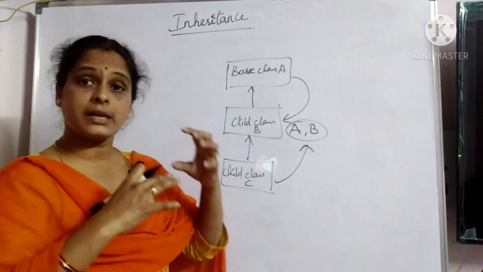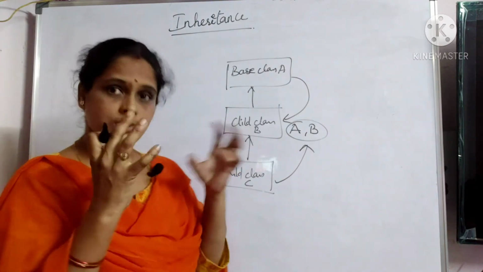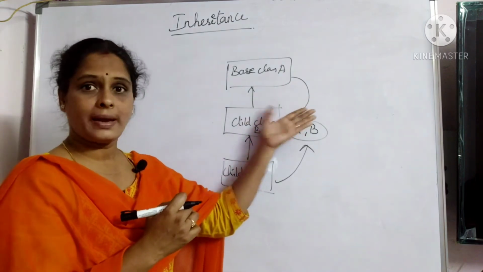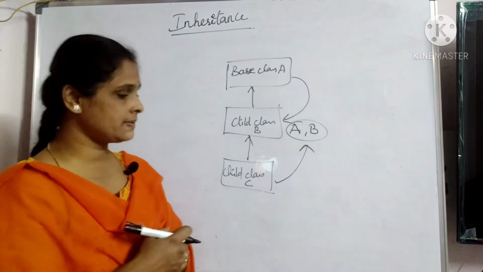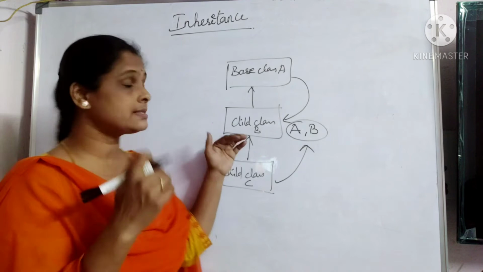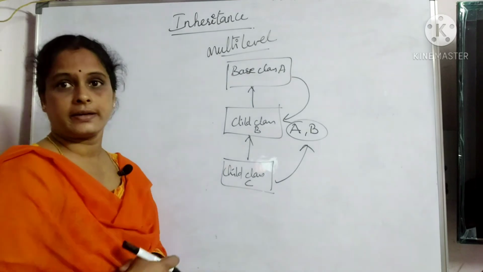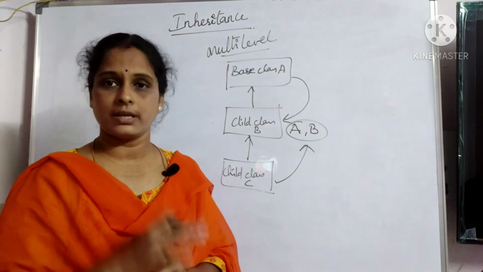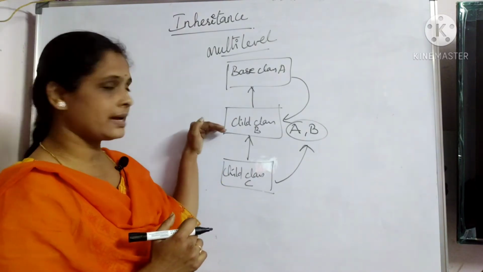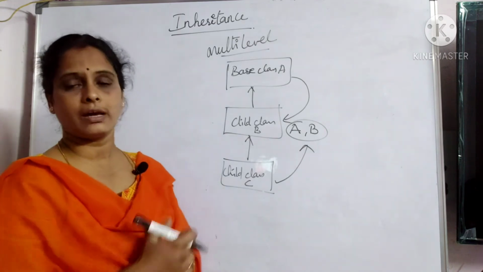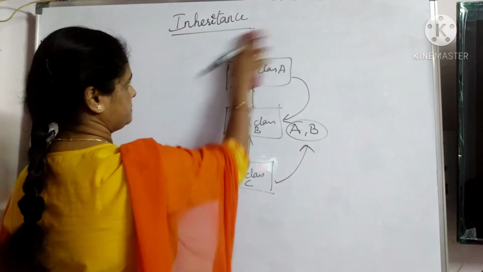So that is how I am reusing the code of two classes, but the usage is different. This concept is multi-level inheritance. Here one base class, from that a child class is derived, and from this one again one more is derived. And the next one we'll see is multiple inheritance.